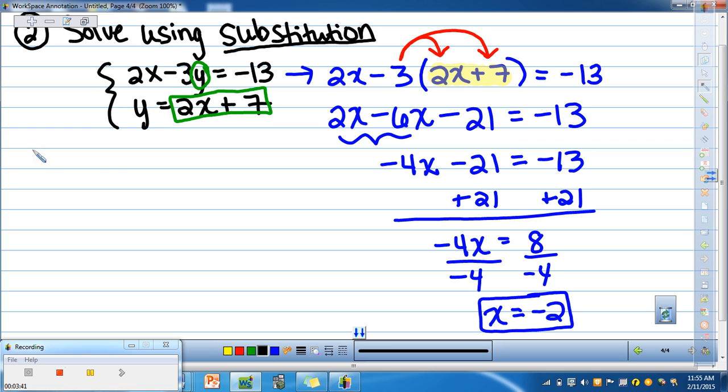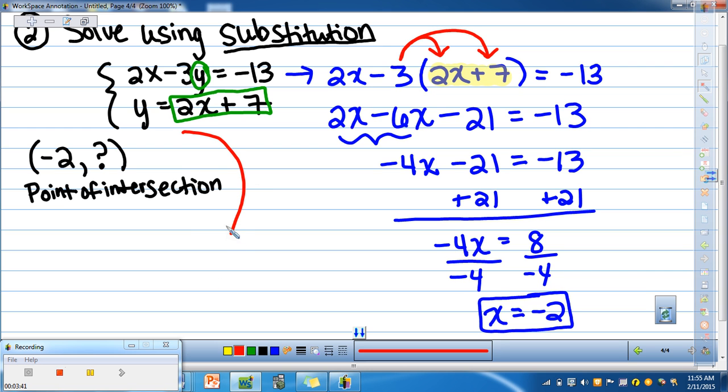Now we're not done yet. All we know is that the x value for the point of intersection is -2. We still need to figure out the y value. All we need to do for this last part is to take the x value that we got, -2, and plug that back into either one of the original equations to solve for y. In this case, it may be easier to plug it into the bottom equation because it's already in terms of y equals. But if you plugged it into the top equation, you will still get the same answer.